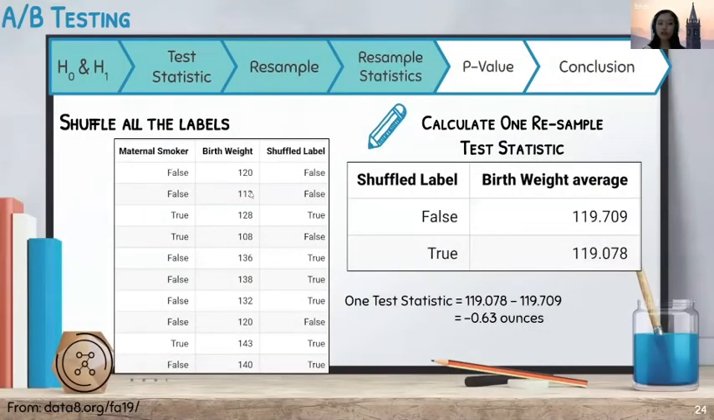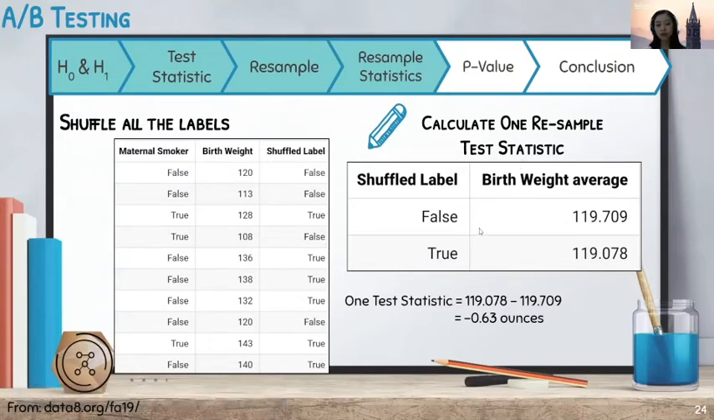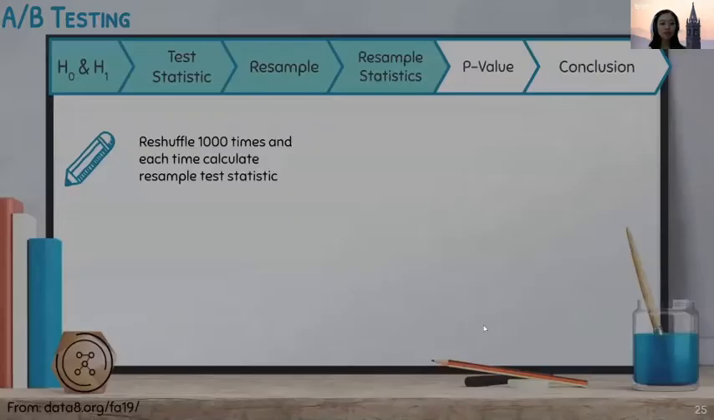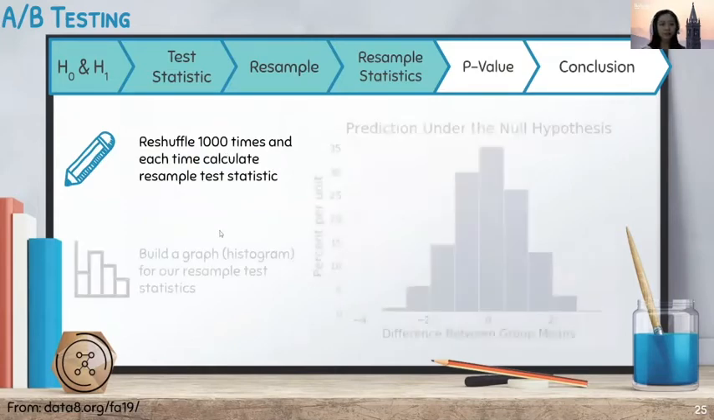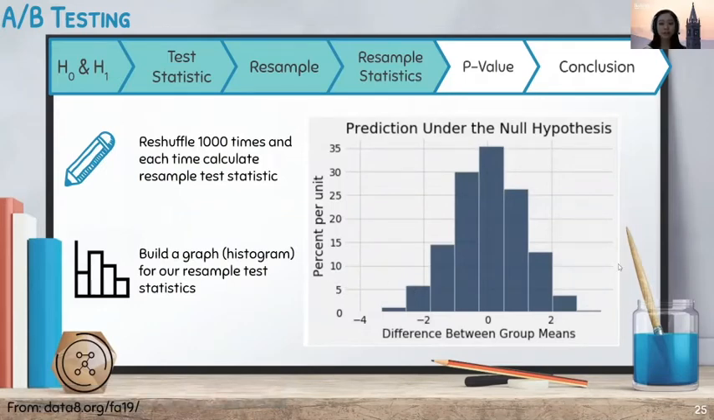And now we would shuffle all the labels, get this new sample, and then calculate our sampling test statistic for each of them. The first one we got is negative 0.63 ounces. And then we would reshuffle 1,000 times, and for each of them, we would calculate our resampling test statistic. Then we would build the graph based on our resampling test statistics. So we have like 1,000 of them, and this is our graph.